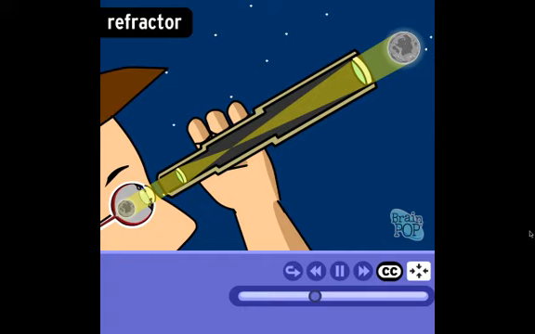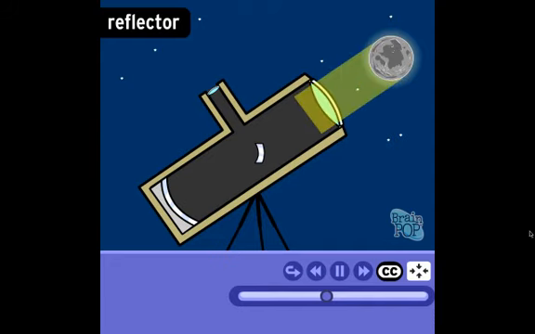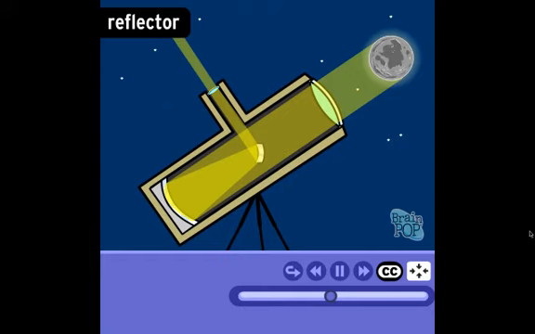That's a refractor telescope, one that uses glass lenses to gather light. There's another kind, a reflector telescope, which uses a series of curved mirrors to gather and focus light. Light comes through the opening and is reflected by a curved mirror onto a second mirror, which reflects the light into your eye.